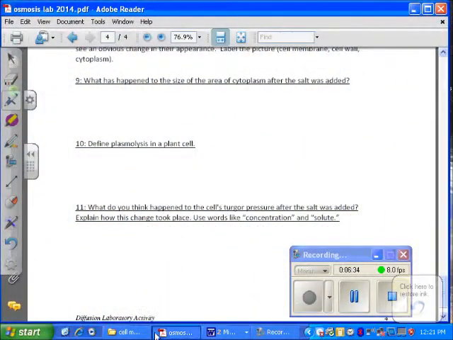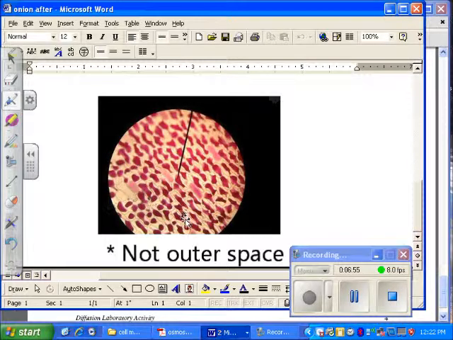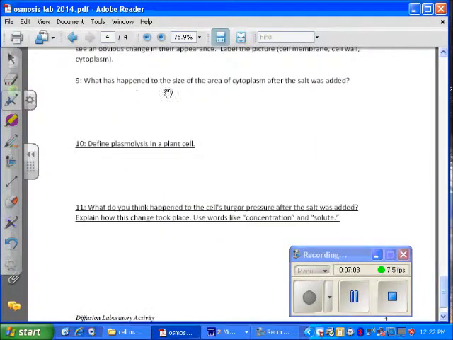Okay, and then let's look at a picture of this. You should have seen something like this. And so the black lines are the cell walls, and the white space is actually just space. And you can see all of the cell membranes have shrunk in here. So I'll draw a picture of what you just saw. So what happened to the size of the cytoplasm after the salt water was added?